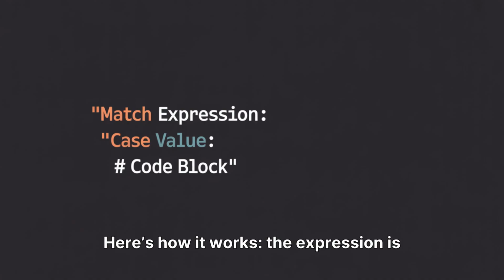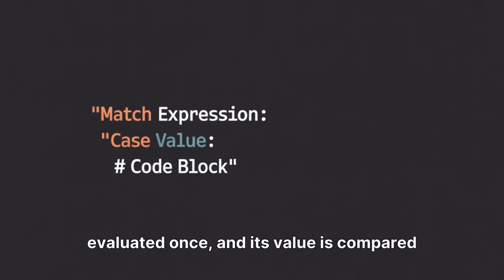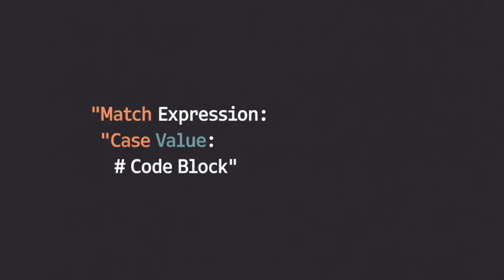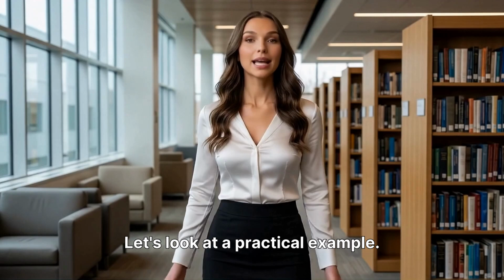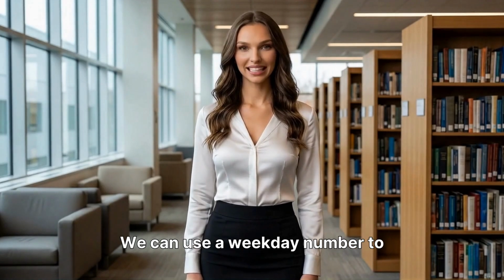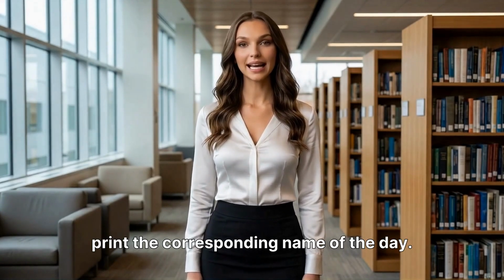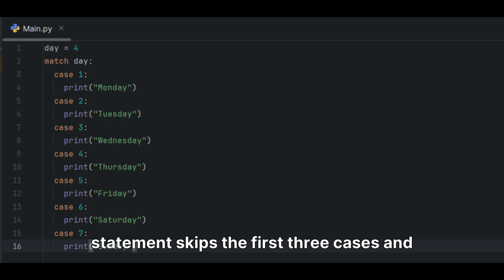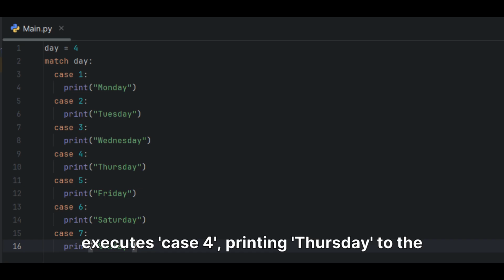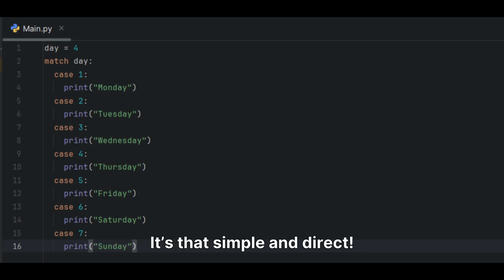Here's how it works. The expression is evaluated once, and its value is compared with each case. When a match is found, that specific block of code runs. Let's look at a practical example. We can use a weekday number to print the corresponding name of the day. With day set to 4, the match statement skips the first 3 cases and executes case 4, printing Thursday to the screen. It's that simple and direct.